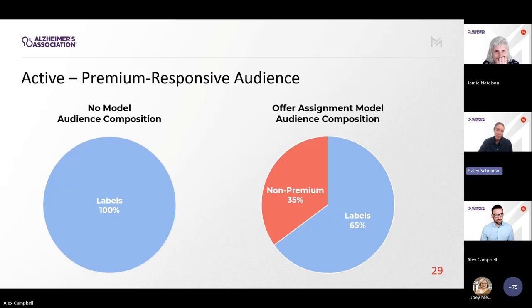So again, visual representation, 100% previously receiving premiums and now 35% engaging through non-premium formats. These are the kind of behavioral shifts that can unlock future value. And we're not just optimizing today, we're conditioning donors for sustainable giving tomorrow.